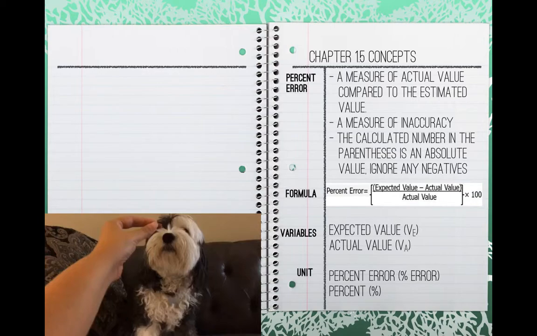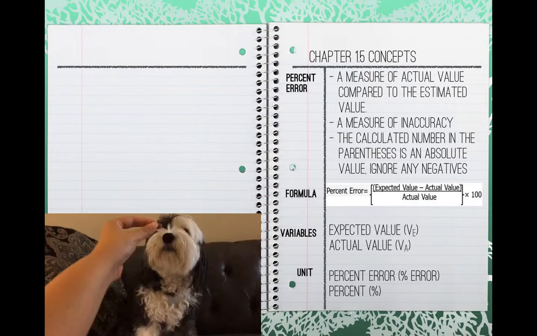You're going to need to know the formula, and you're also going to need to know two of the different variables. Your expected value, that means the one that you hypothesized or thought would be the answer, or the one that you measured with your experiment, and your actual value. And so that is either what actually happened or what scientifically is proven.